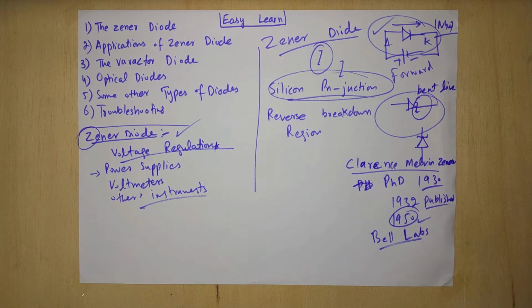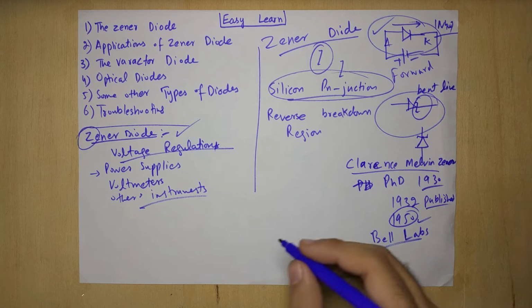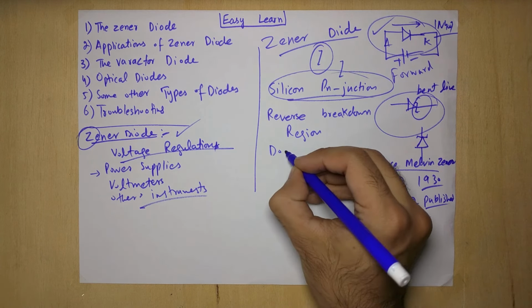Okay, further talking about the Zener diode, the breakdown voltage of the Zener diode is carefully controlled by the doping level and during the manufacturing process. So doping is carefully controlled.